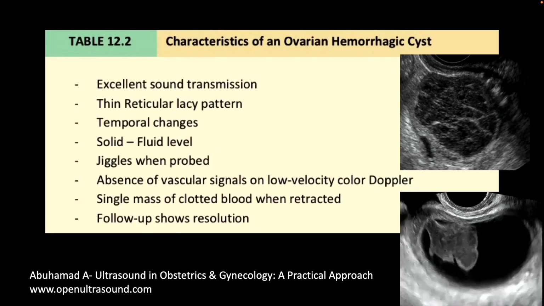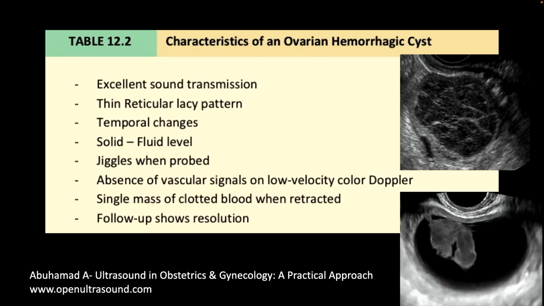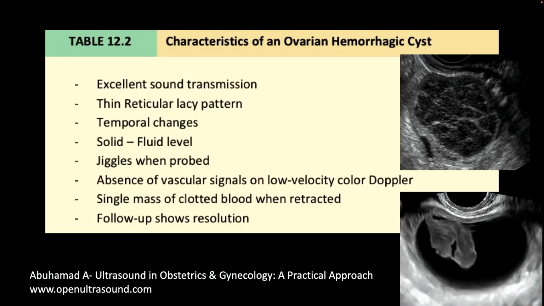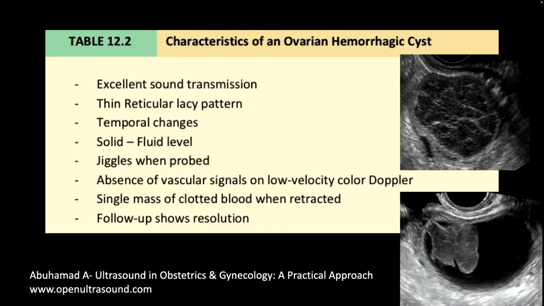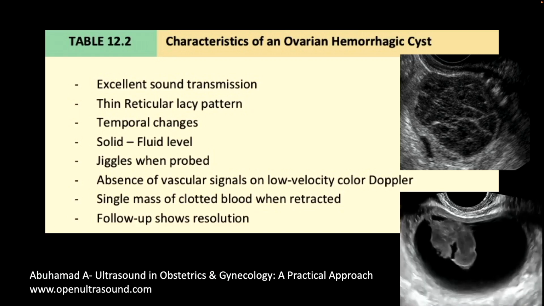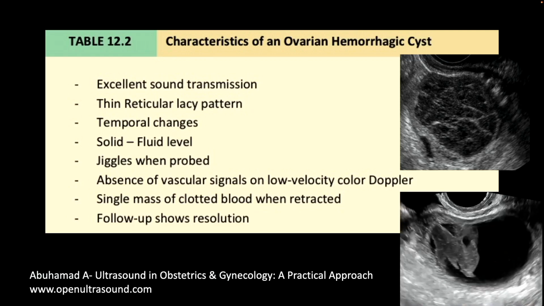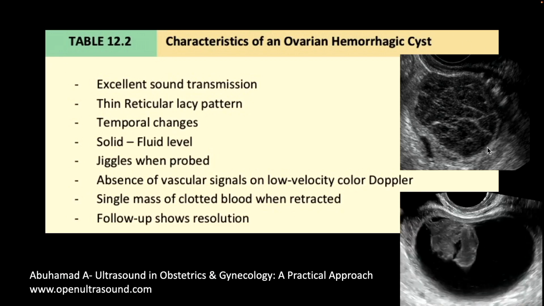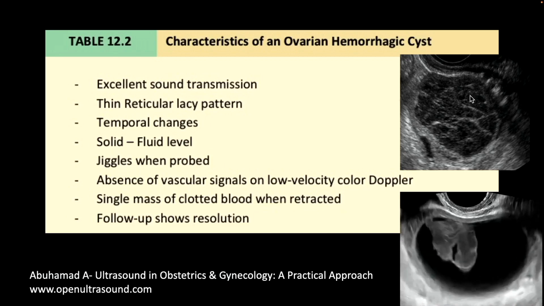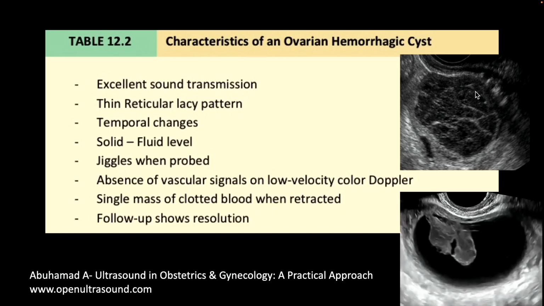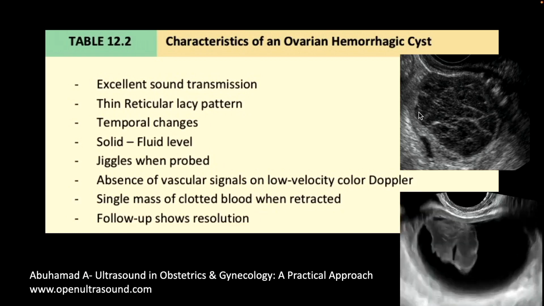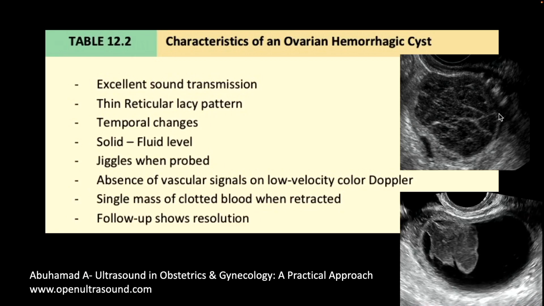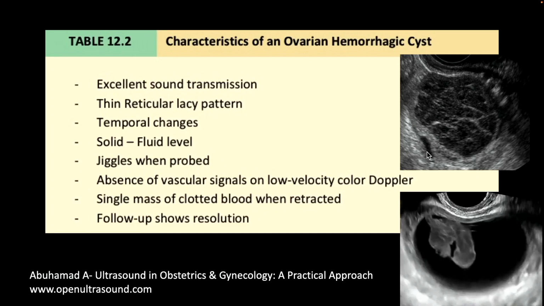So, first, characteristics. I'm going to go through characteristics of common adnexal masses, and then I'll show you some examples, and we'll discuss how to address those. So, ovarian hemorrhagic cyst, or hemorrhagic corpus luteum sometimes called, is a characteristic picture like this, where you have this thin, lacy reticular pattern. This is when the clot is filling the whole cyst. There's excellent sound transmission, excellent capsule seen all the way around, no obstruction of structures below.